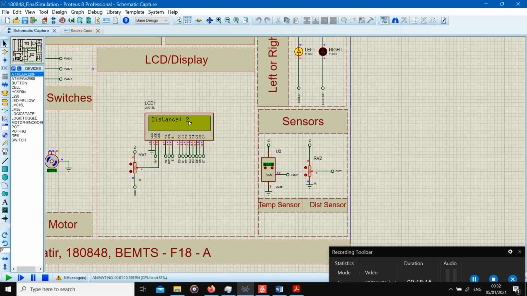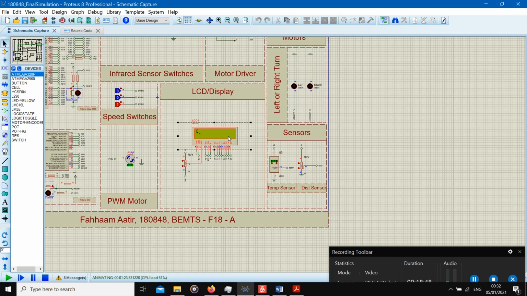Now you can see that it is 25, and if I decrease the distance over here, or if I ask the obstacle to come near it, the LCD gives you the obstacle ahead symbol or indication. Now if this program runs again, you can see that the temperature is indicated as 84. The distance is given to you as 2.